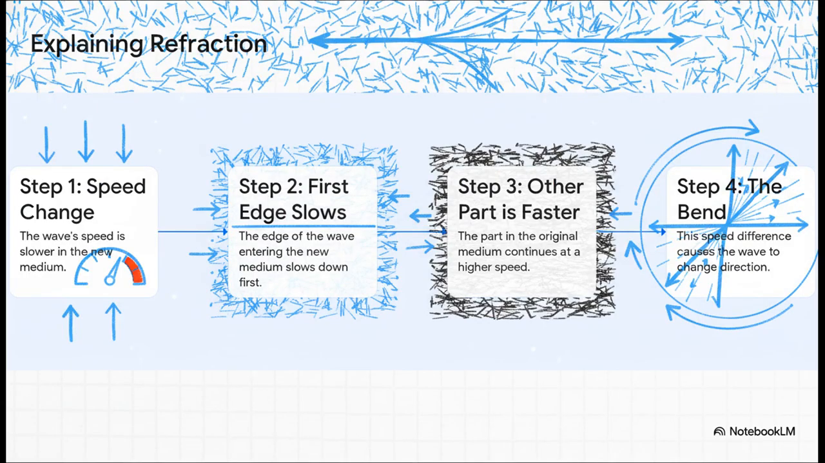So, here's the play-by-play for getting full marks. Step 1, the wave speed changes. It slows right down when it hits that denser medium. Now, step 2 is the really crucial part. The edge of the wave that hits the new medium first is the part that slows down first. But get this, the rest of the wave is still in the original medium, still going at that higher speed. It's this difference in speed across the wave that literally forces it to pivot and change direction. You explain that chain of events, that cause and effect, and you have absolutely nailed the answer.